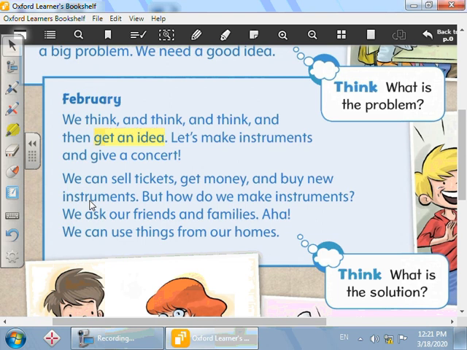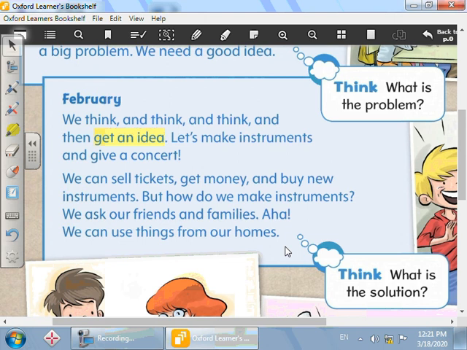Now, let's continue reading. We can sell tickets, get money, and buy new instruments. But how do we make instruments? We ask our friends and families. Aha! We can use things from our homes. What a smart idea, guys.